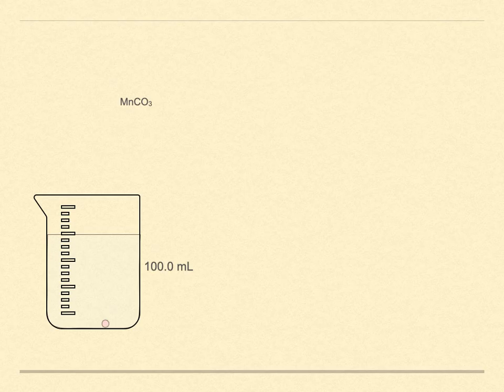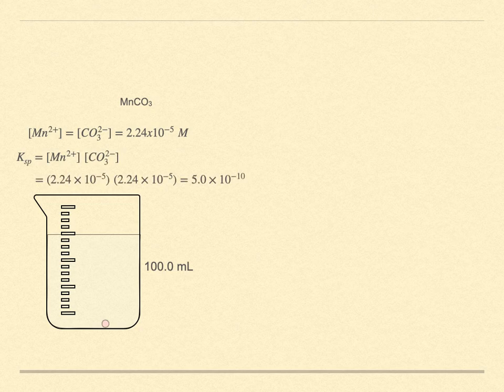Some careful spectroscopic work would reveal that a very small amount of material has indeed dissolved into the solution, and the tiniest amount of solid was readily able to establish equilibrium with some dissolved ions. In this case, we would find that the manganese 2+ concentration was 2.24 times 10 to the minus 5 molar, and the same for the carbonate ion concentration from the stoichiometry. A solubility product is written down for it, and the value for the Ksp must be 5 times 10 to the minus 10. Now, a number this small is indicative of a sparingly soluble ionic salt.